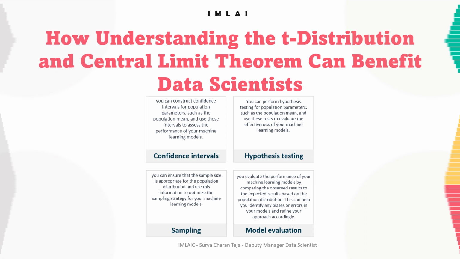So in summary, understanding the t distribution and the central limit theorem can help you work with your machine learning models by providing a solid foundation for constructing confidence intervals, performing hypothesis testing, optimizing sampling strategies, and evaluating model performance. By leveraging these concepts, you can improve the accuracy and effectiveness of your machine learning models and make more informed decisions based on statistical analysis. That's why you have to understand the t distribution and central limit theorem. Whatever I teach you, I will tell you why I'm teaching you.